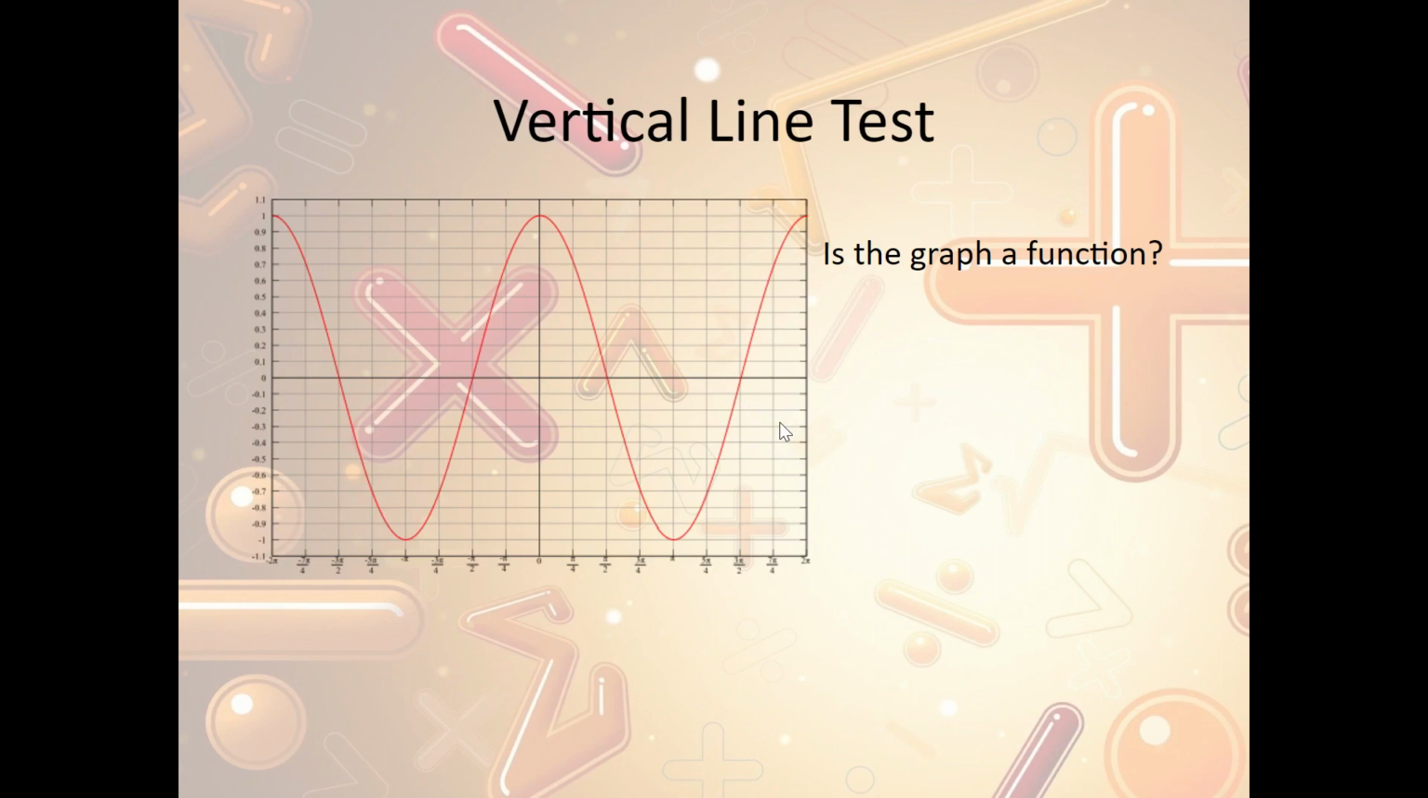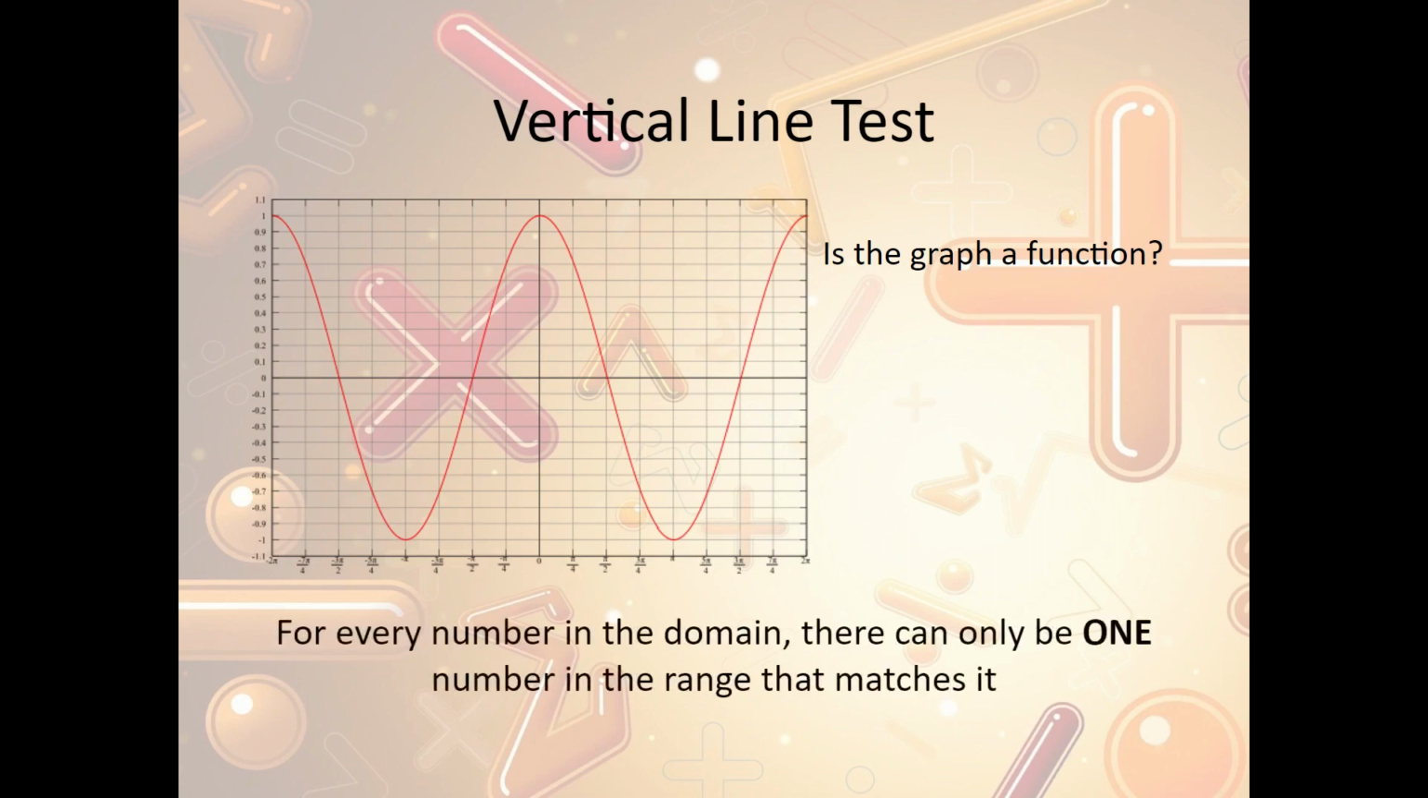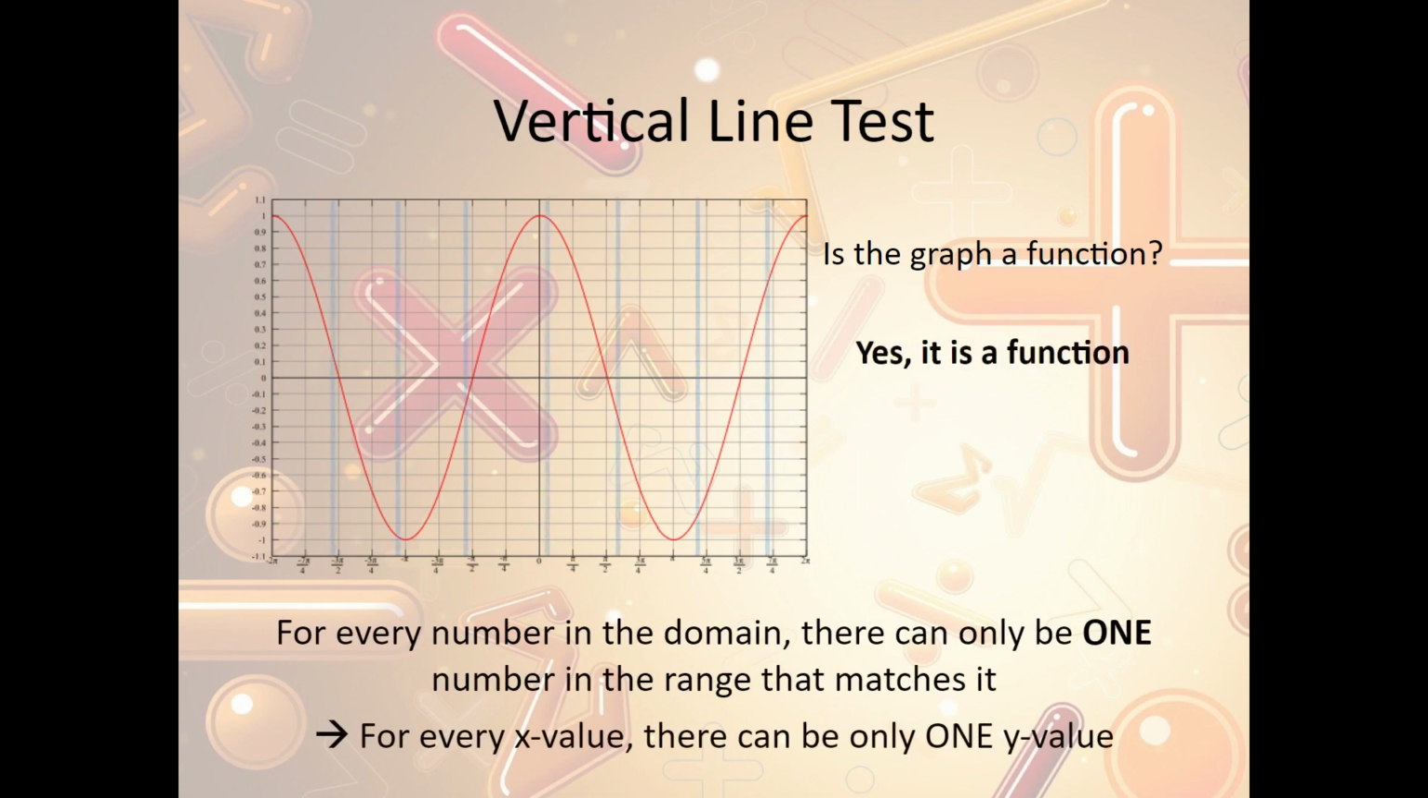Now what about this one? Is this one a function? Well, let's take a look. Is there any place I can draw a line? Notice I drew several lines in different places, and no matter where I drew the line, it still only crosses in one place. So even though the graph looks really funky, right? It goes up and down and up and down. I still can't cross in 2 places, so therefore this is a function.